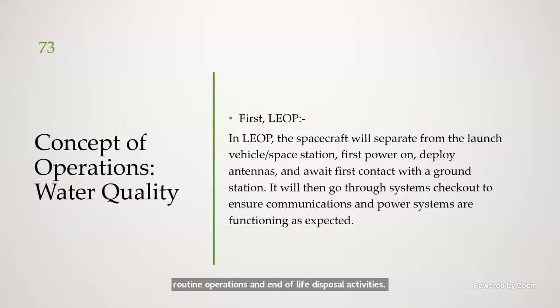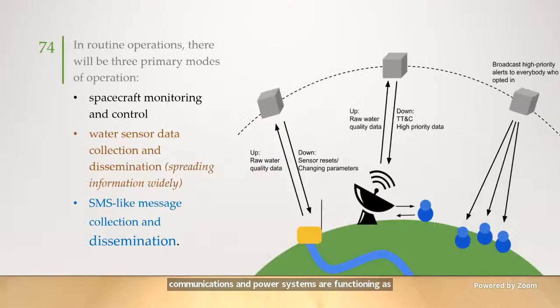Well, first, in the launch and early orbit life phase, the spacecraft will separate from the launch vehicle or space station. First, we will power on, deploy the antennas, and await first contact with the ground station. It will then go through systems checkout to ensure communications and power systems are functioning as expected. Commissioning will involve testing the space segment with the ground components prior to deploying the ground-based water sensors and SMS-like devices to their final locations and ensuring system end-to-end performance in orbit.